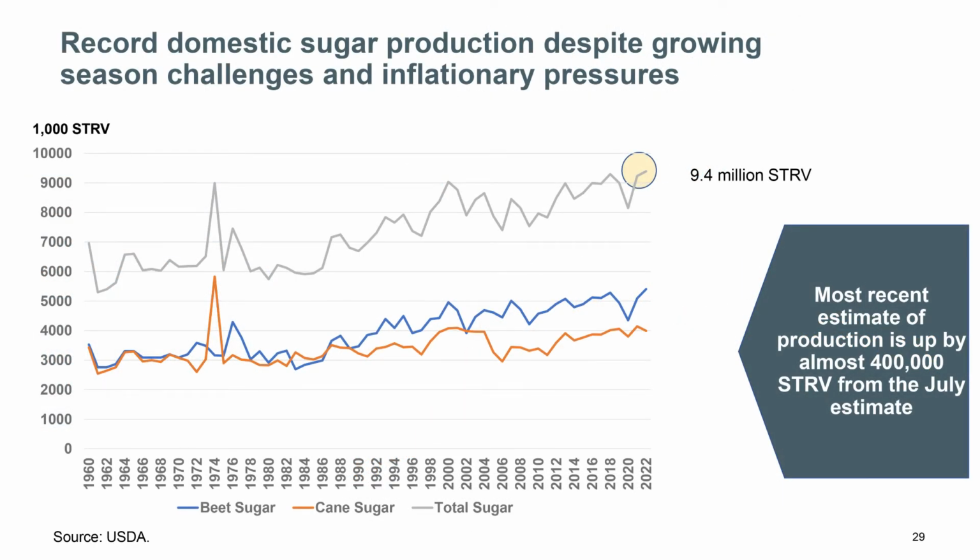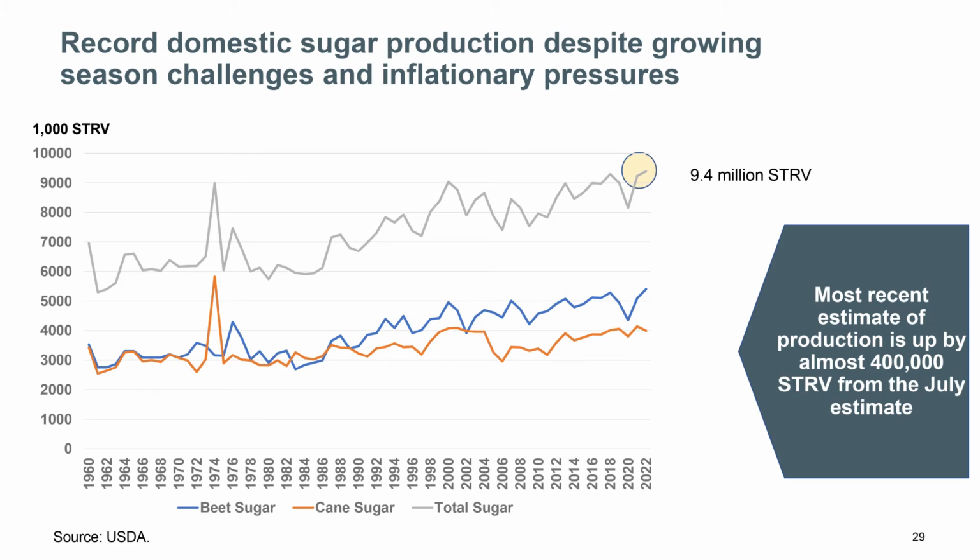Production-wise, this year we're expected to see a record production of sugar, domestic sugar in the U.S. at 9.4 million short tons raw value. Part of that driven by the recent uptick in the crop here in Louisiana. The USDA just increased its estimate of sugar production from Louisiana in its last WASDE.